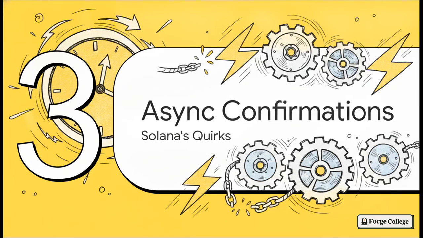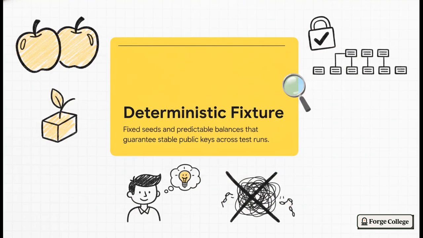Okay, section 3. This is a fun one. Taming asynchronous confirmations. We have to engineer our way around the mechanics that love to break our tests, namely Solana's blazing fast but highly asynchronous transaction lifecycle. Before we even think about firing off a transaction, we need deterministic fixtures. All this means is using fixed seeds and totally predictable initial balances. Why?